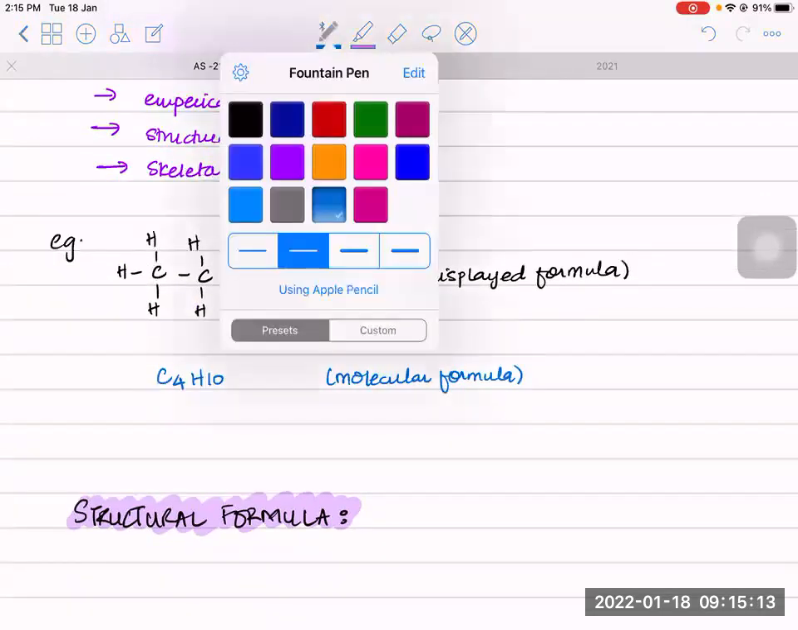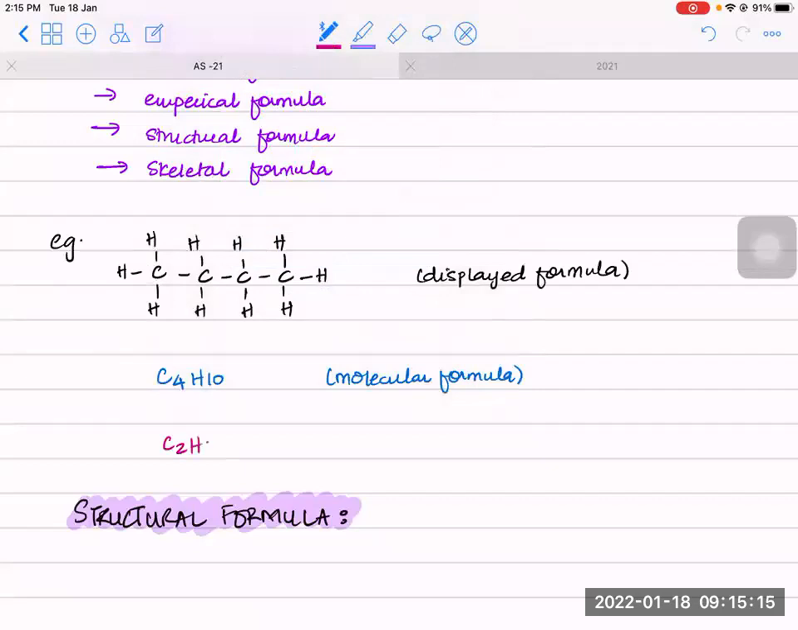And then we have C2H5. So this right here is the empirical formula. So we have the displayed formula, the molecular formula, and the empirical formula, right? Now, let's see the structural formula. What is the structural formula?